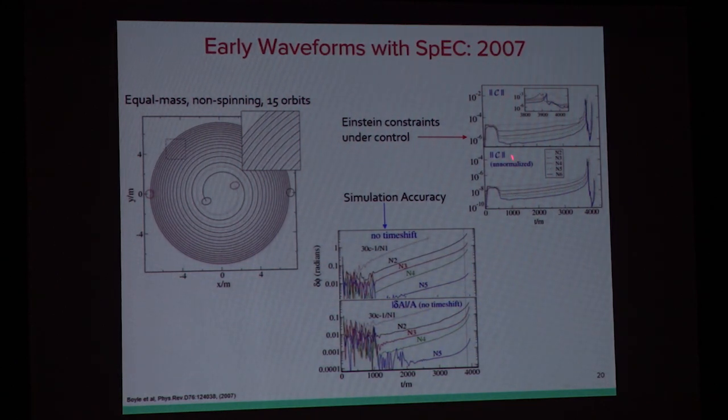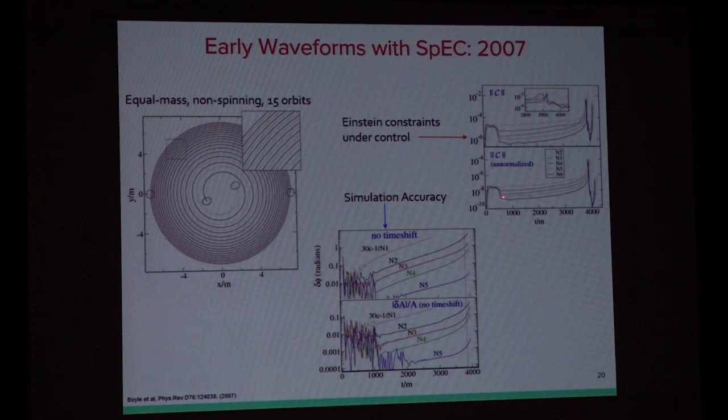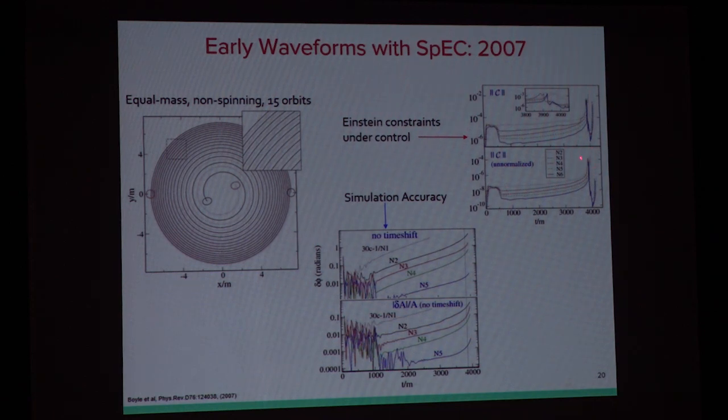And you can see the constraint violations here as a function of time on a log y scale. You can see that they were quite well controlled. And this is the moment of merger of the two black holes. And you can see the constraints increase near that moment. Still, they remain quite well bounded.